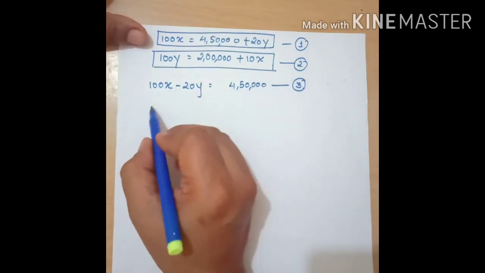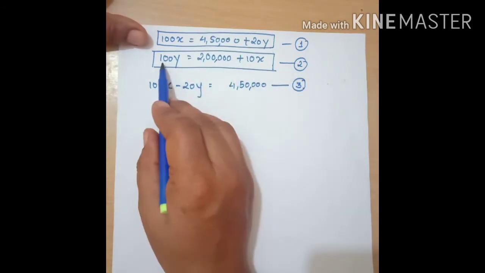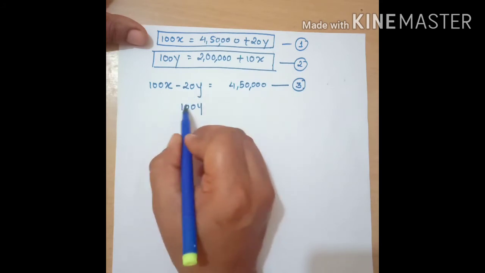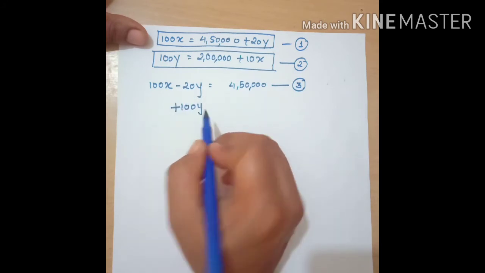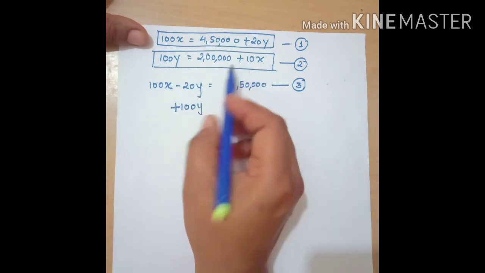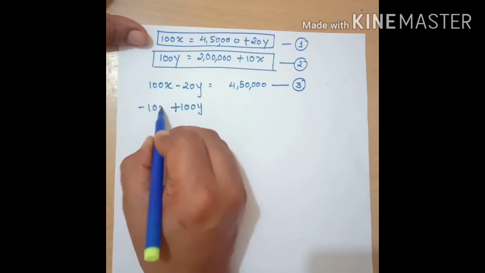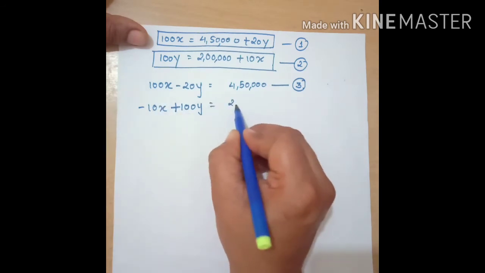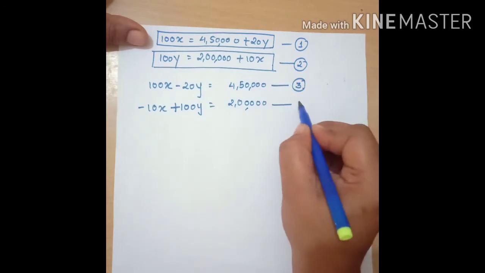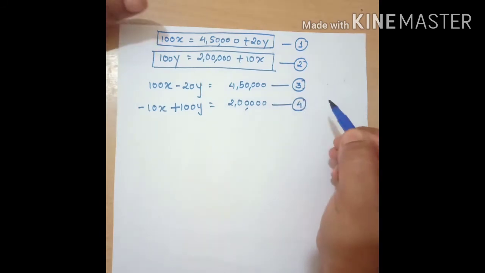Next, now 100Y. We will write this 100Y under 20Y. It's plus, so the sign will be plus 100Y. This is plus 10X. Here it will go, we will write minus 10X is equal to 2 lakhs. So this is the creation of equation number 4.